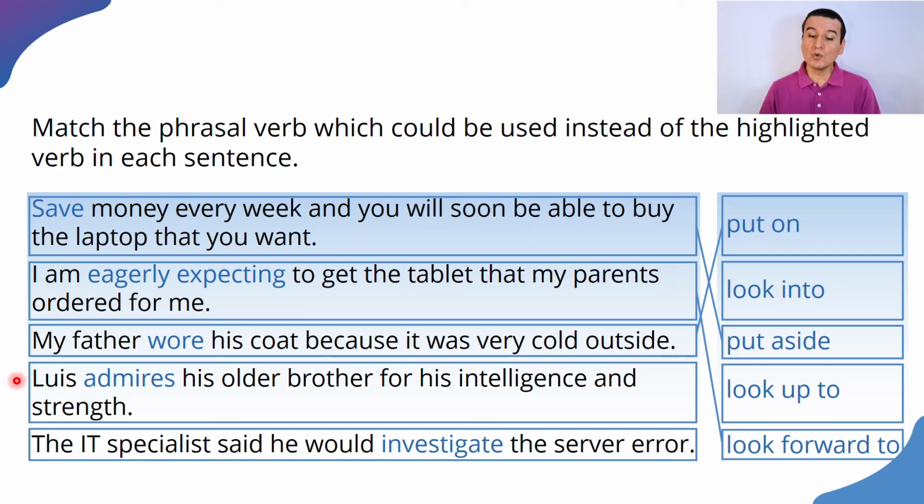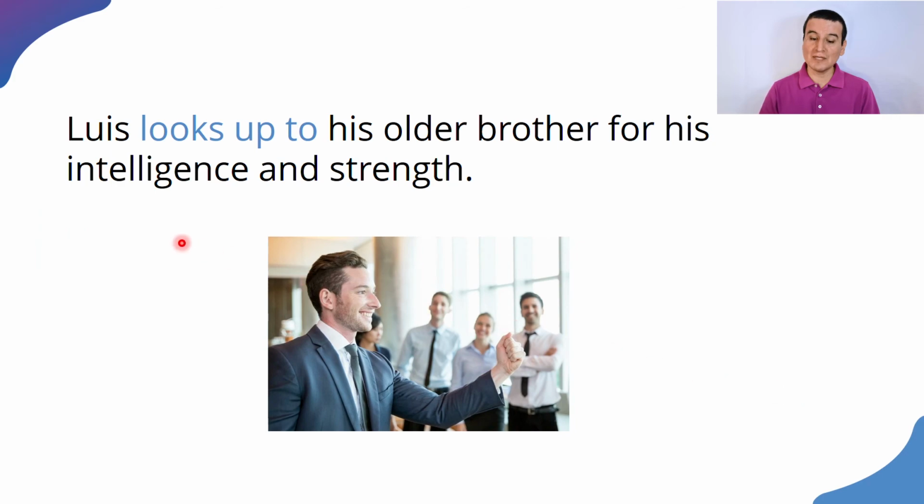Oh, there's a word that we know. We know admire. Luis admires his older brother for his intelligence and strength. I like that sentence. Admires could be replaced with look up to. What? It has 3 words. Actually, there are phrasal verbs that are 3-word verbs. We call them 2-word verbs or 3-word verbs. So we could say Luis looks up, because we need to use the right form there. Luis looks up to his older brother for his intelligence and strength. Listen to the pronunciation, please. Luis looks up to his older brother for his intelligence and strength.